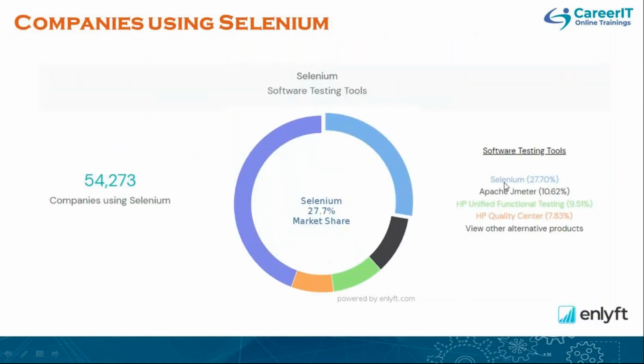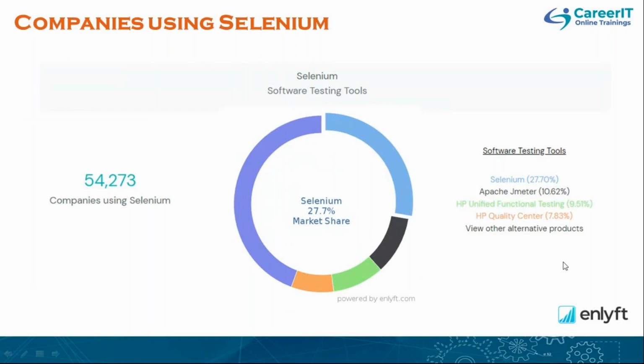And next one, this is another interesting survey. They conducted a survey and came up with how many companies in the world are using Selenium. There are a total of 54,273 companies using Selenium, guys, in the entire world. That is equal to 27.7% of the market share.